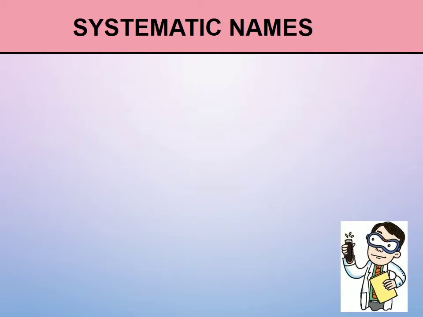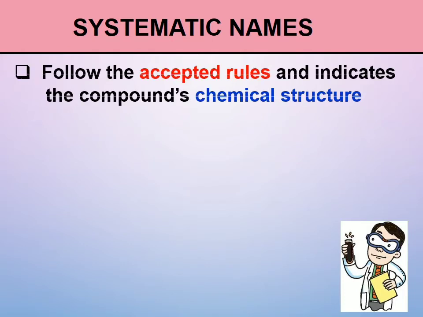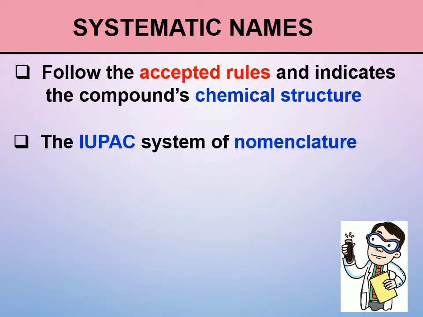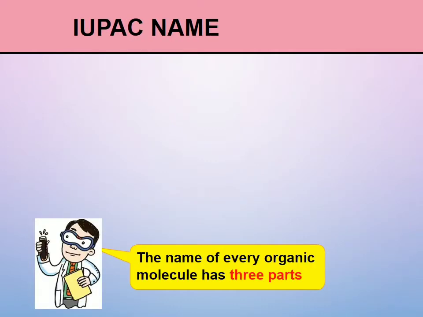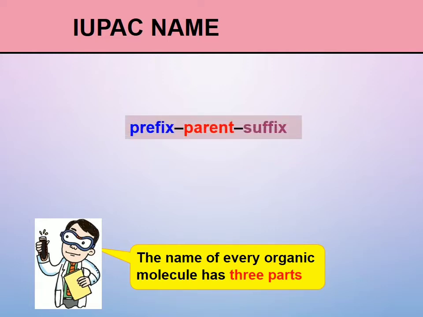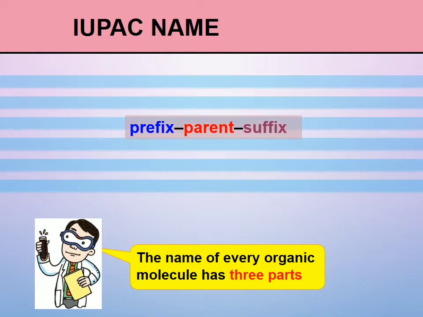In order for all the scientists around the world to understand the naming of organic compounds, the IUPAC system was introduced. IUPAC stands for International Union of Pure and Applied Chemistry. Based on IUPAC naming, every organic molecule will have 3 parts. So we will have prefix, parent, and also the suffix.